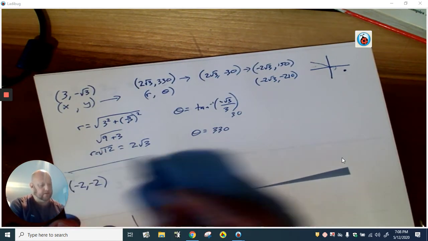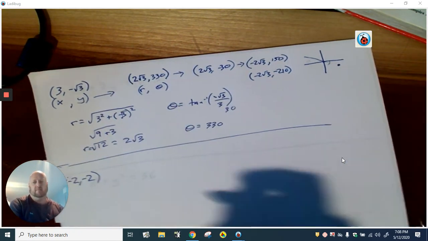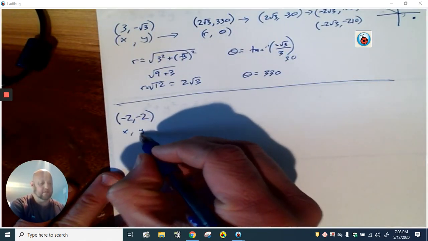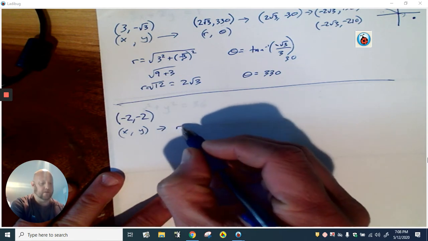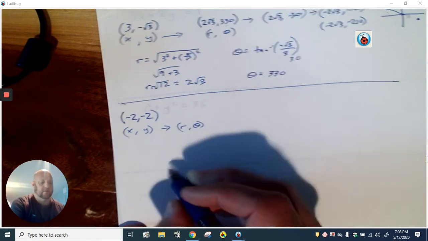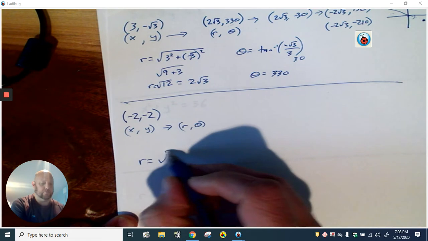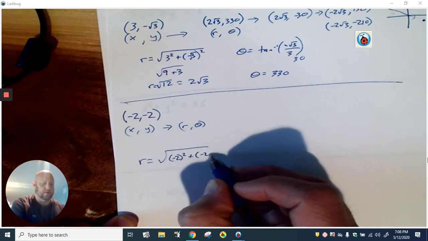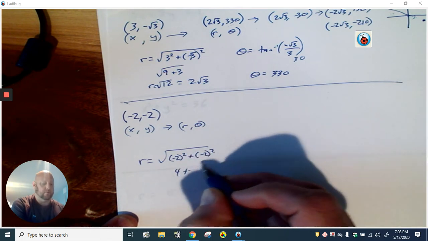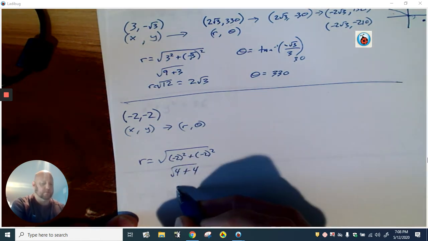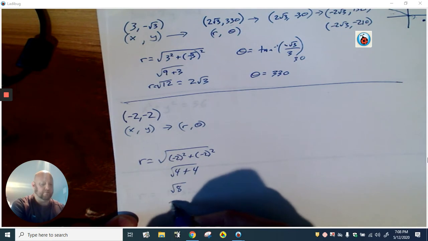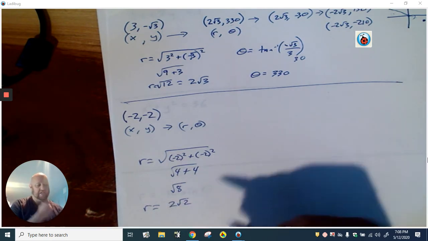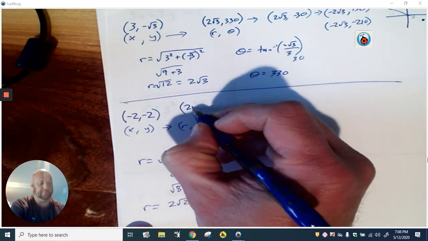Let's try another one here, okay? Negative 2, negative 2. Again, the goal: take an x and a y, turn that into an r and a theta, okay? Again, the way we find our r is the square root of x squared plus y squared. 2 squared is 4, 4. So we get the square root of 8, which is going to simplify to 2 root 2. Again, it could be positive or negative. So there's our r value.